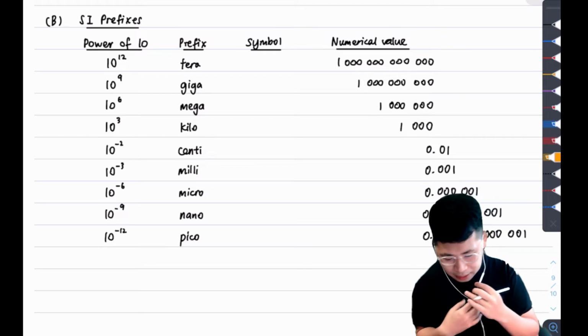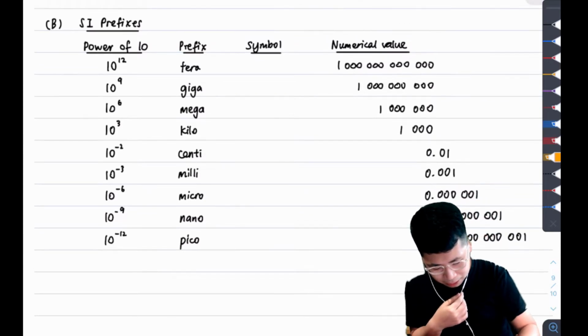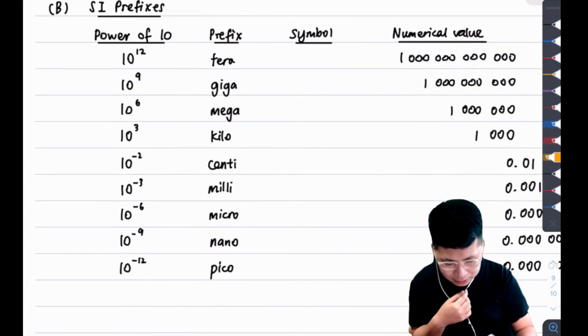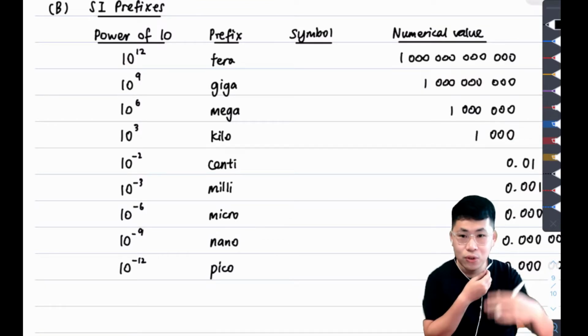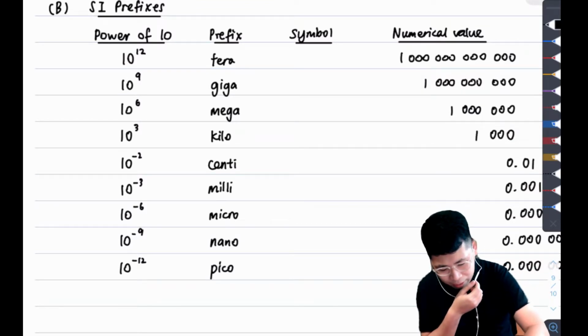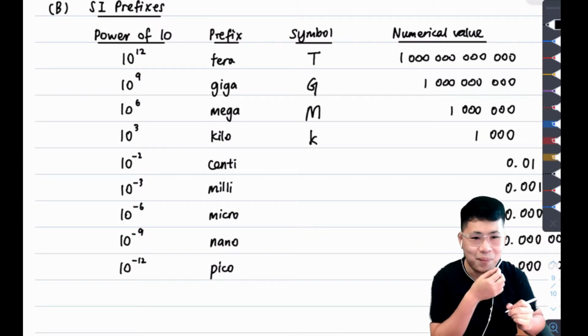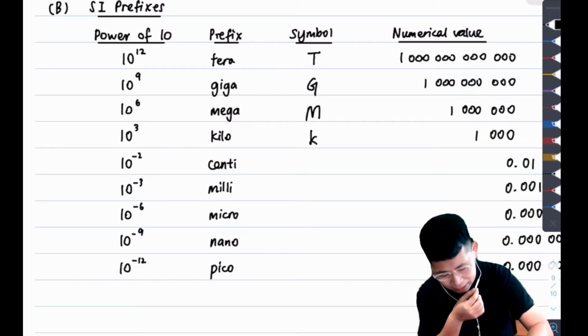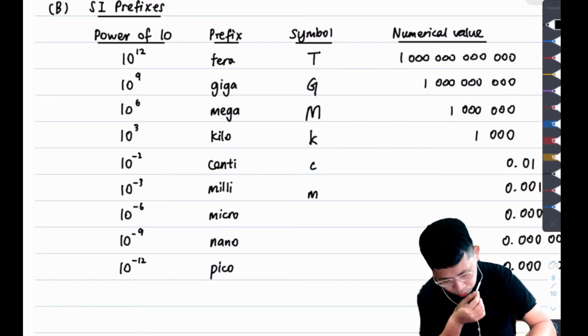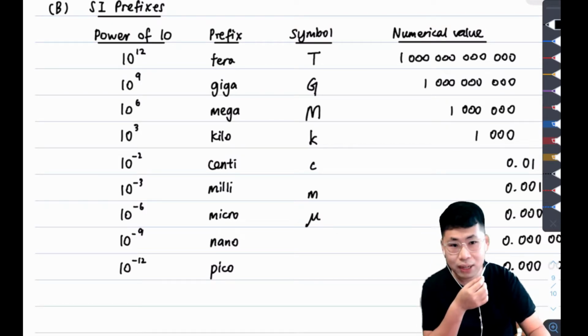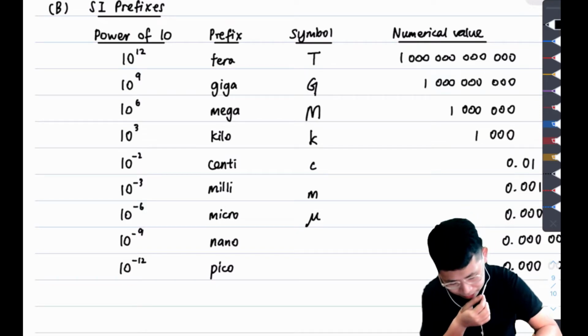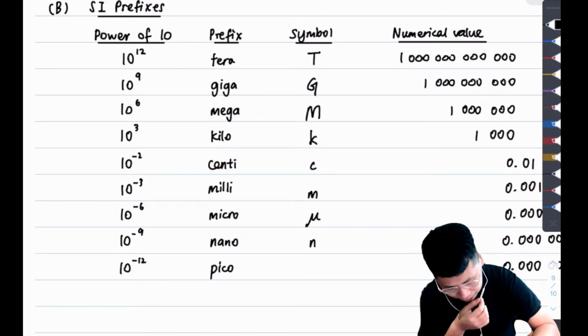The symbols are something we will need to pay a little more attention to, so we don't get confused. Tera is a big T, giga a big G, mega a big M, kilo a small k. So a bit different. Centi would be c, milli would be m, micro would be mu, the Greek letter mu. Nano and pico.